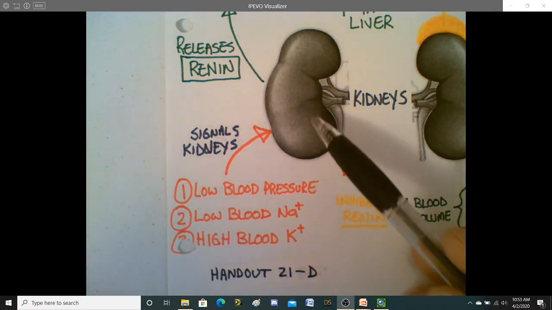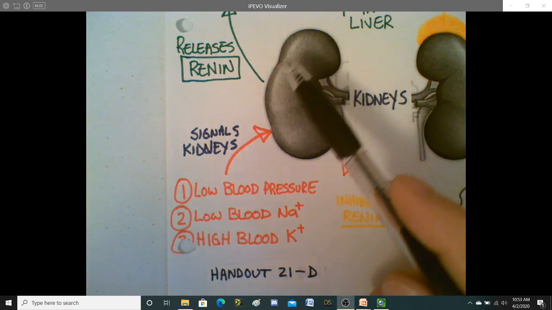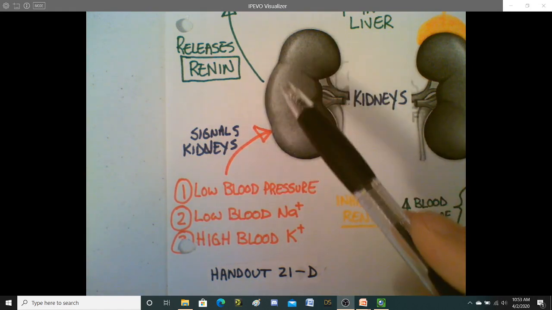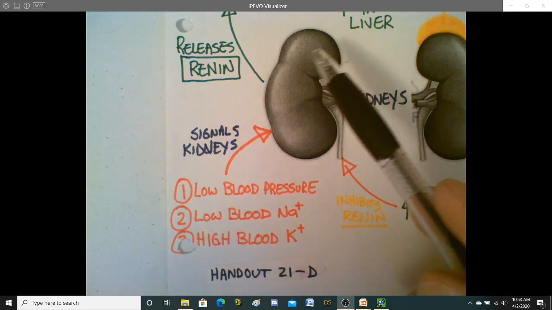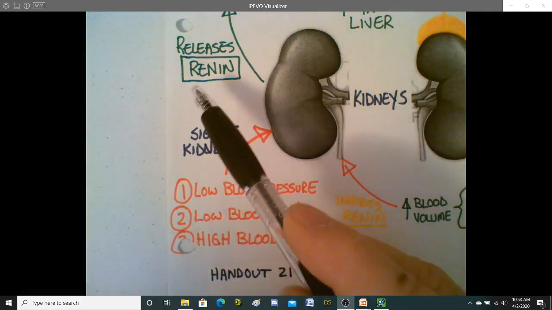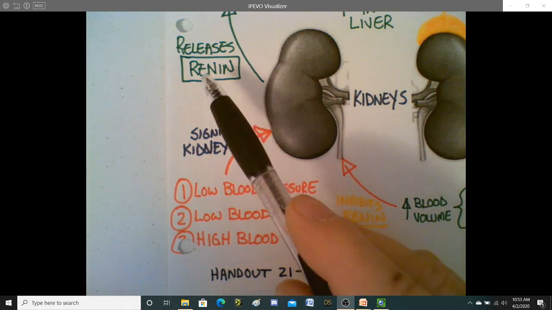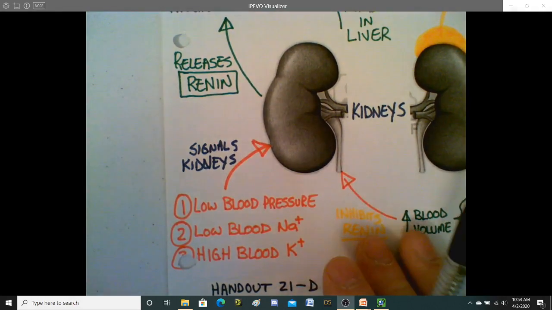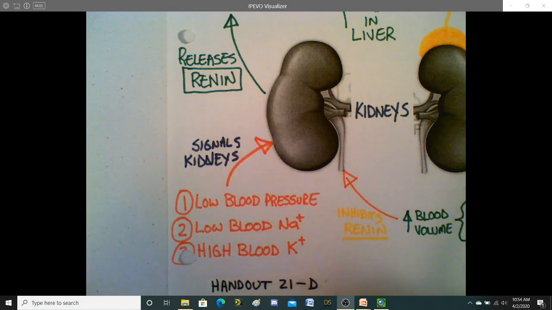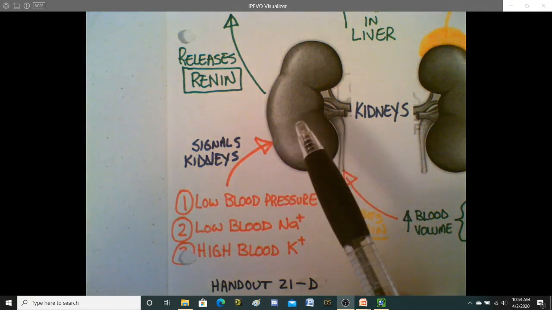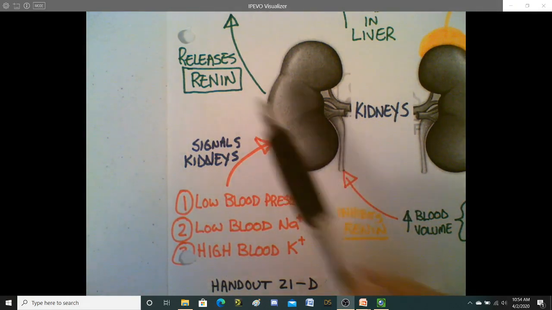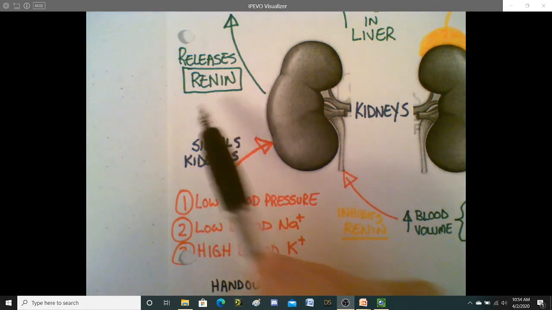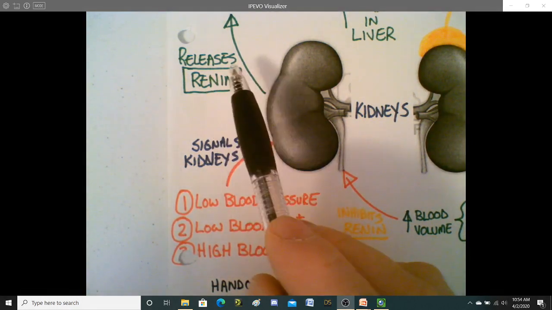The low blood pressure is going to be signaled by the kidneys. The kidneys recognize this low blood pressure. And so what the kidneys are going to do, to respond to this low blood pressure, is release a hormone called renin. And it's dumped into the bloodstream. So renin, secreted by the kidneys, renal, kidneys, renin, renal. The renin is going to be dumped into the bloodstream.